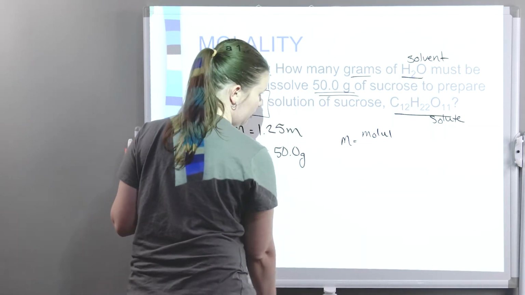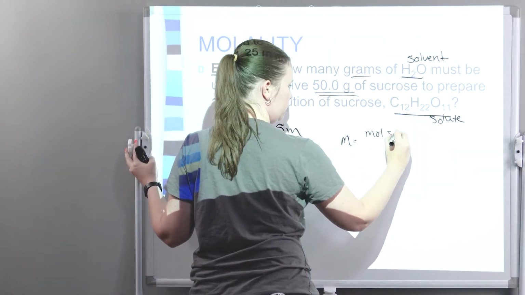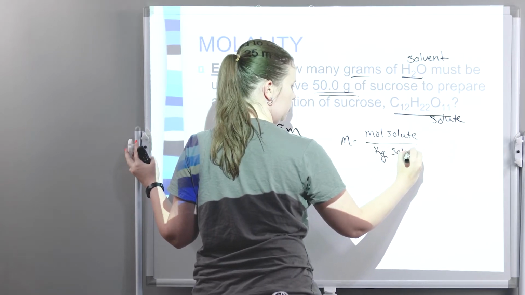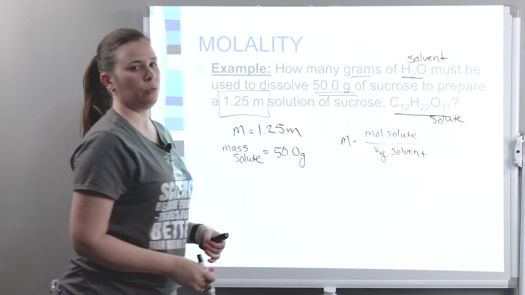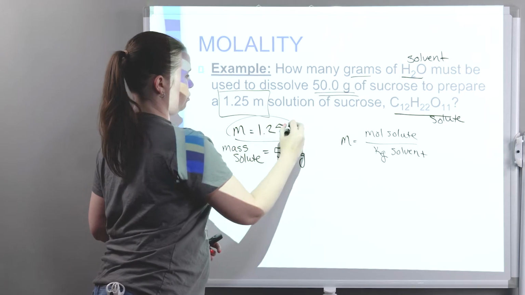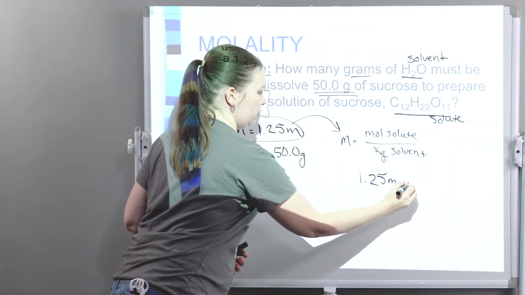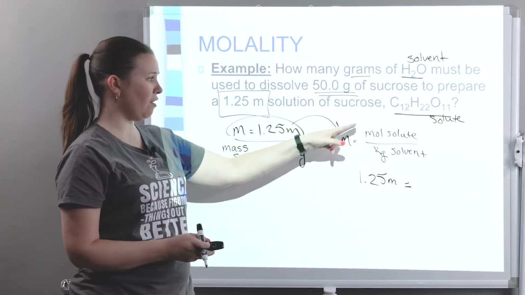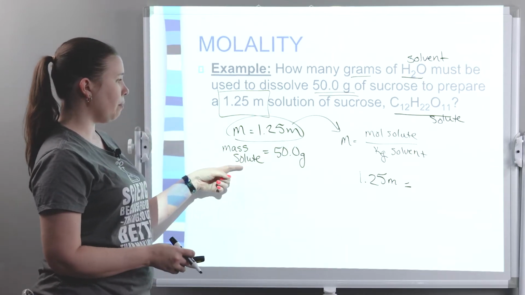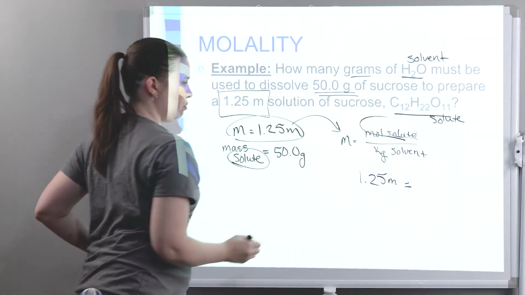So if I try to use my molality equation, I'm going to have different pieces of information given this time. On top, I would always have mole solute, and on bottom, kilogram solvent. So what do I have that can actually go into that formula? My molality should plug right in. I can plug in the 1.25. On the left, do I have moles of solute or kilograms of solvent? Well, not yet, but I do have the mass of solute.